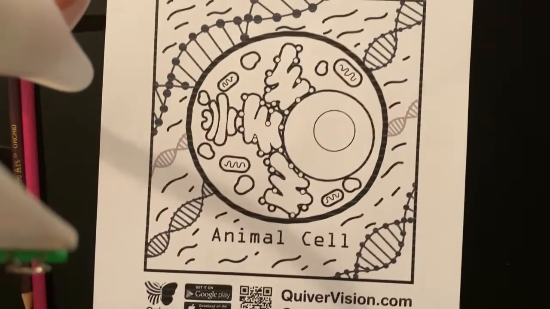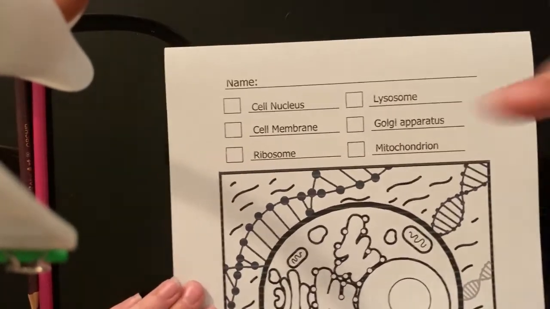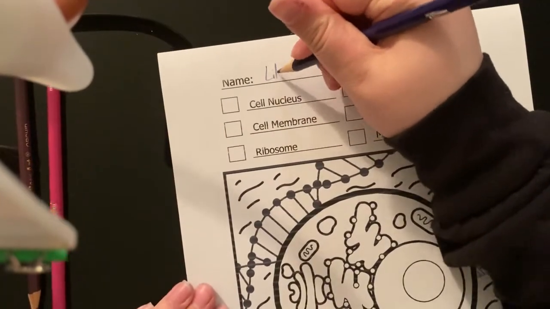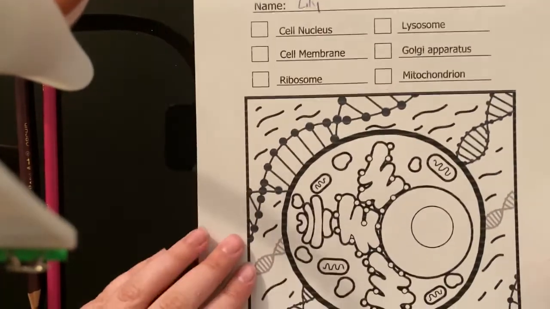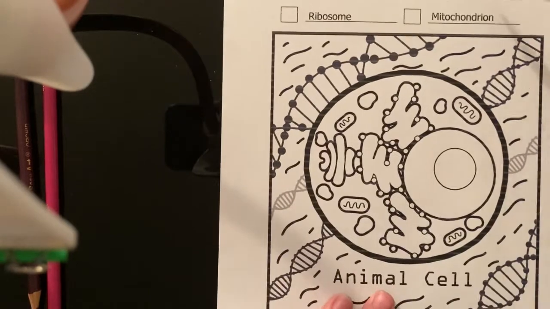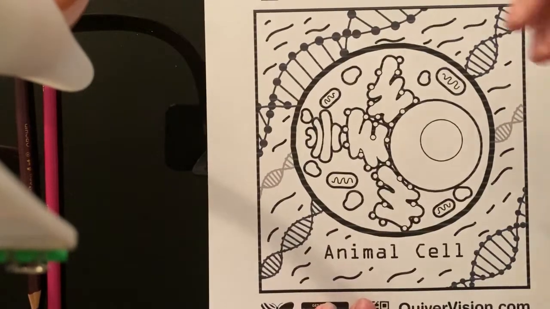And here we have our animal cell all printed out nicely. So the first thing I'm going to do is put my name on the page, because as you know, if you want credit for your work, make sure your name's on it. Next thing I'm going to do is determine the colors I want to use for the different categories.